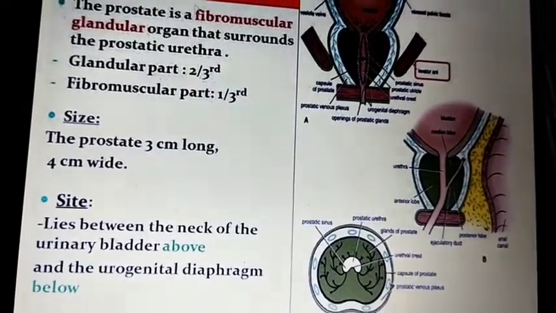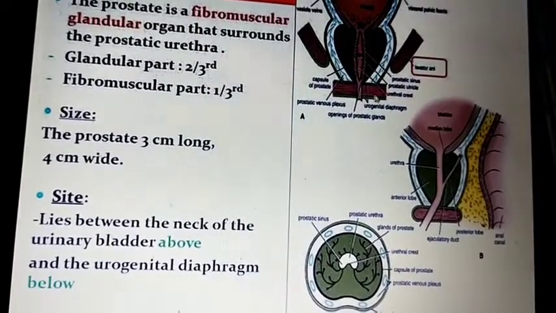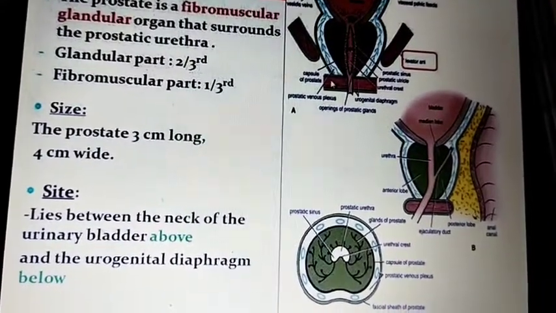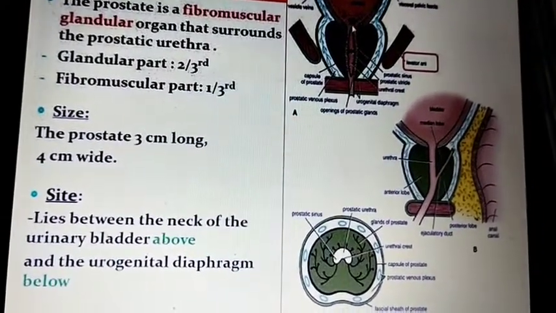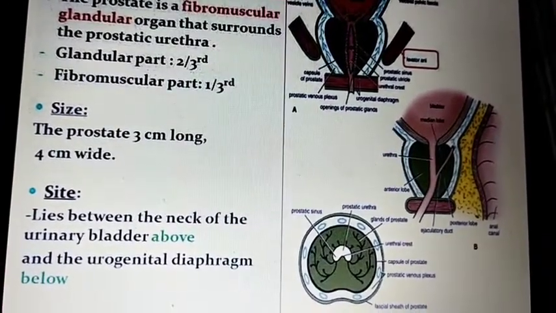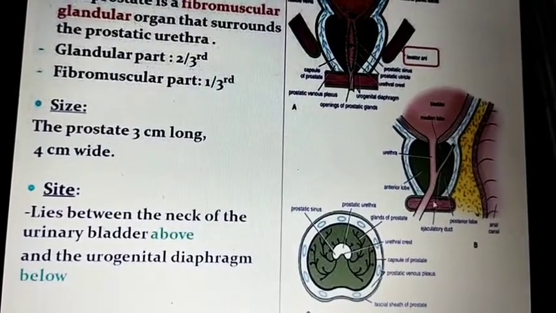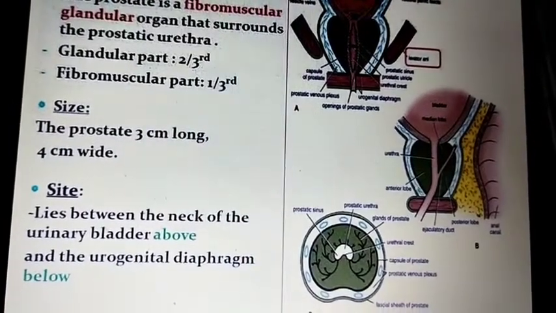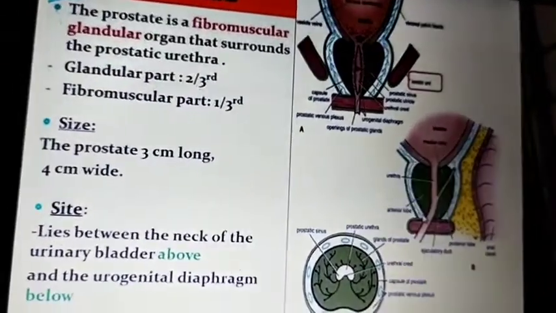And the site, as I already told, is the neck of the bladder above and the external urethral sphincter below, or you can say the urogenital diaphragm. It lies between the neck of the urinary bladder above and the urogenital diaphragm below. This is the neck of the bladder and this is the urogenital diaphragm, and this inverted cone shaped structure is the prostate gland.